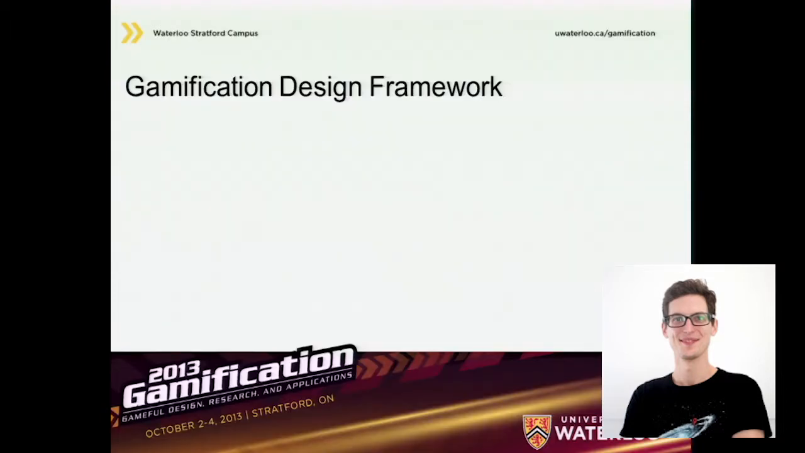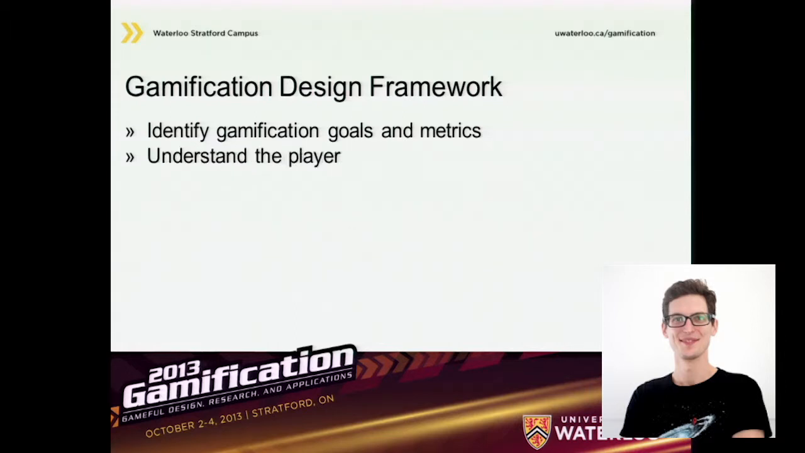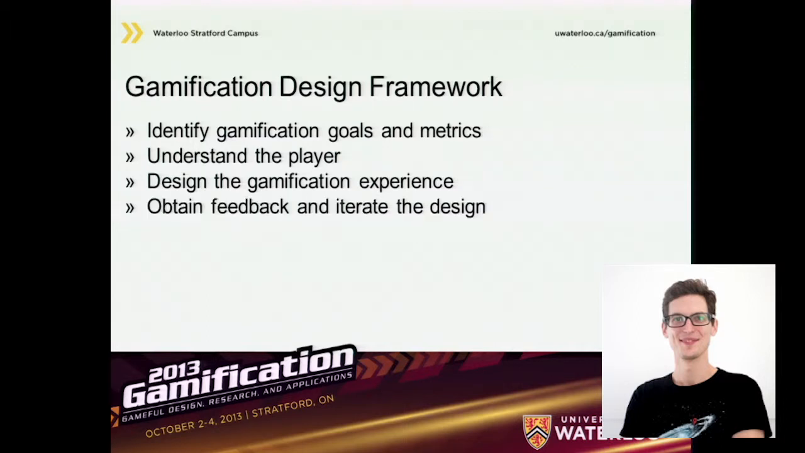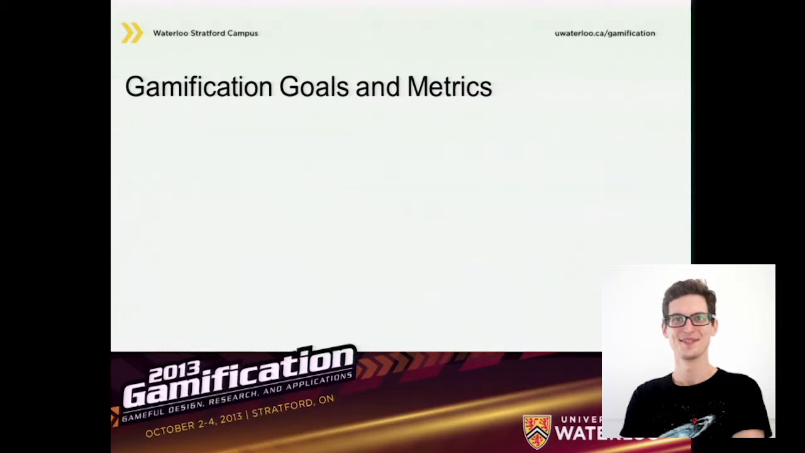So I've developed a couple of gamified apps, and we've developed a gamification design framework, which is based around 4 steps. The first one is to identify gamification goals and turn these into metrics that can be measured, so we can know or basically enforce these goals. We want to really understand the type of player that we have as well, who we're designing for. Once we've got these 2 elements, we can then go about designing the gamification experience. And finally, we obtain feedback and we iterate, using an iterative design process.